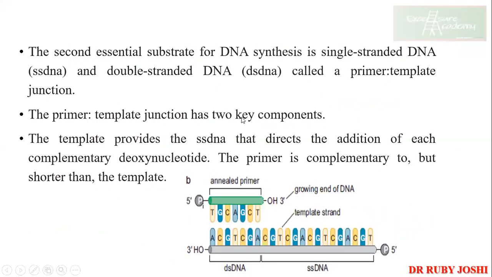Okay, so the second essential substrate for the DNA synthesis is single stranded DNA, so that your primer and template junction forms. So the first was dNTP. Next we have got primer and template junctions. But again, primer and template junction has got key components. What are those? It should have a primer having free 3'-OH.